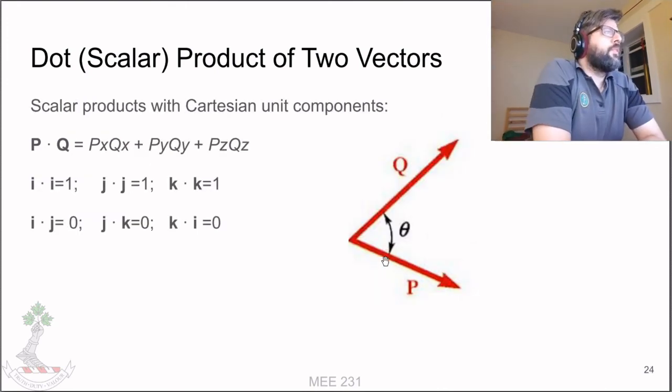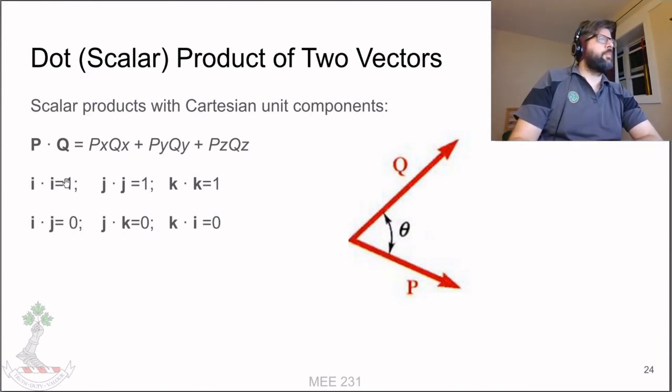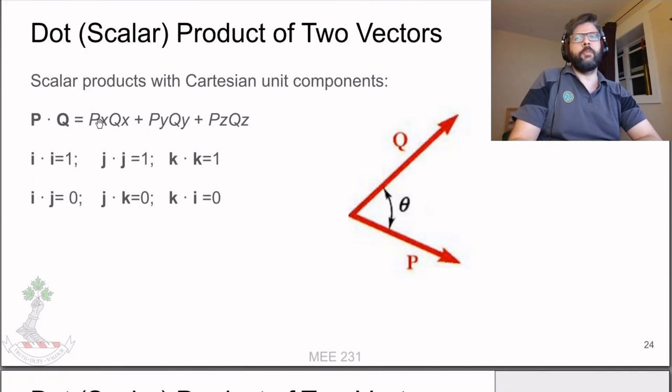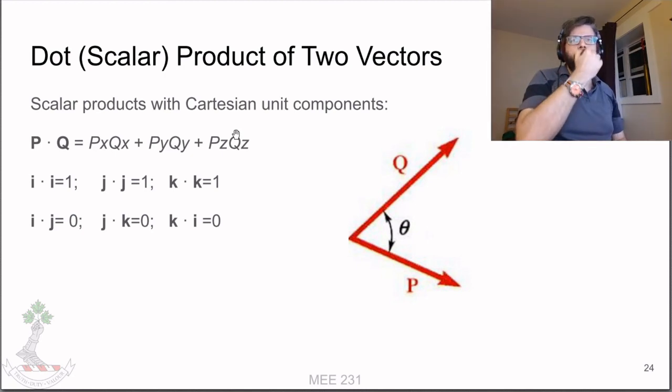So when we're going to Cartesian coordinate systems, essentially you break it up by saying that the dot product of the two vectors is the x components of both vectors multiplied by one another, plus the y components of each vector multiplied by one another, plus the z components of each vector multiplied by one another.